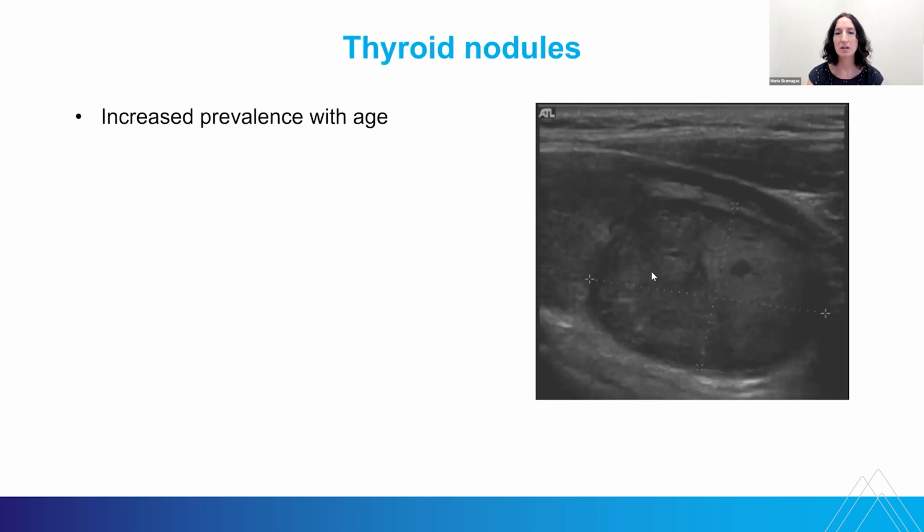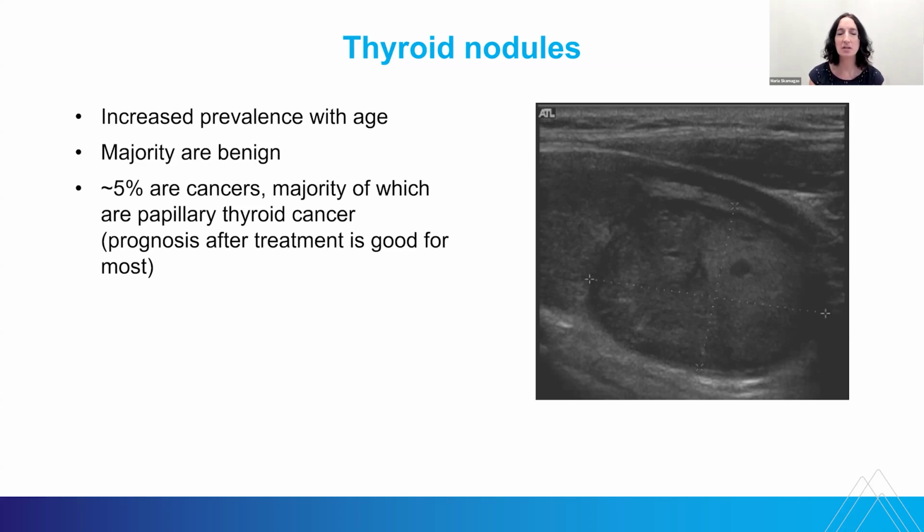So thyroid nodules increase in prevalence with age. If you look at people over the age of 60 and you do an ultrasound of the thyroid in these individuals, you'll find something on about 50% of their thyroid ultrasounds, whether it's a cyst or a nodule. The majority of thyroid nodules are benign, thankfully. Overall, about 5% do turn out to have thyroid cancer, the majority of which are papillary thyroid cancers. And these thyroid cancers have a good prognosis for the most part if they're surgically resected. People in general do not die of papillary thyroid cancer.